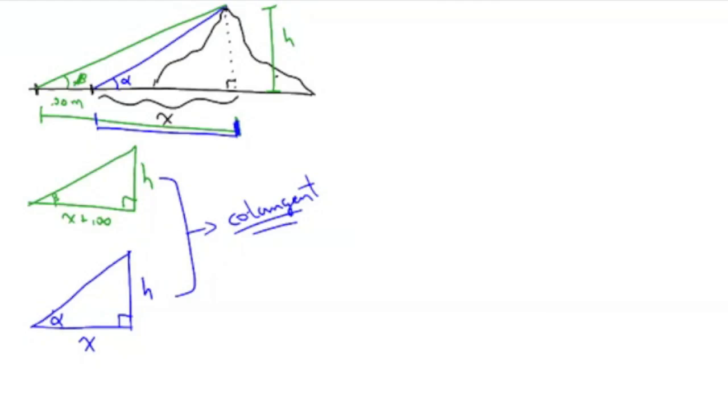So if I set up the green one, it sets up as cotangent of what? It's going to be your beta. I can't hear you.